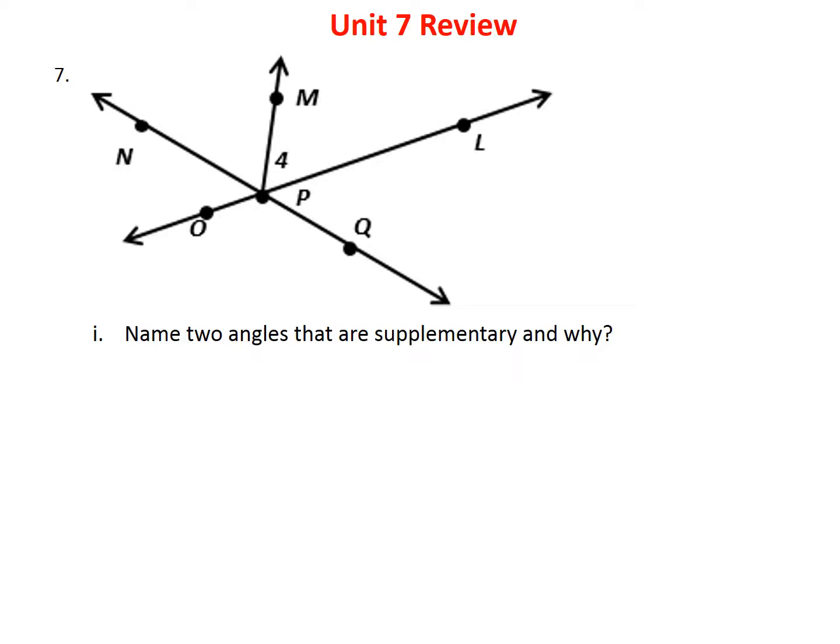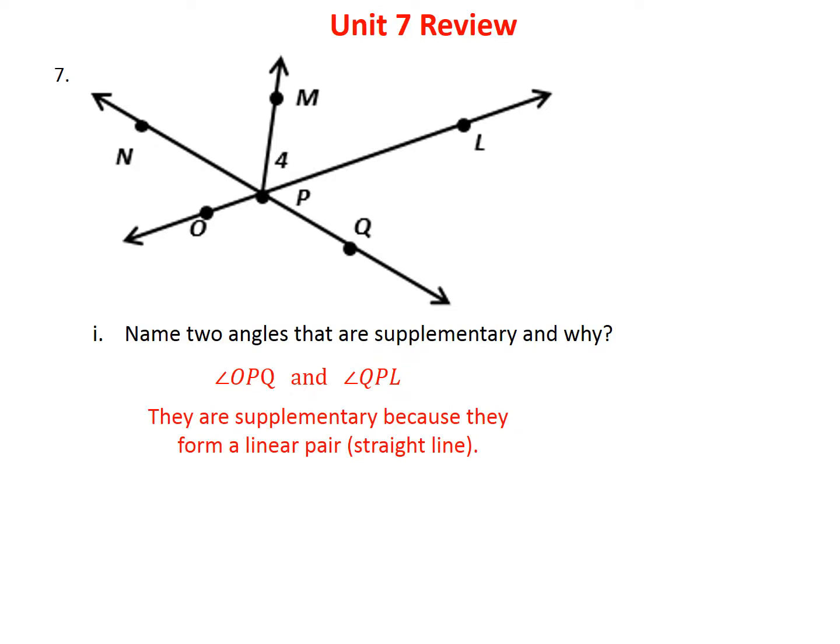Problem 7I asks us to name 2 angles that are supplementary, and why? Well, to find supplementary angles, we're looking for angles that form a straight line. And so I've listed 2 here, OPQ and QPL. They're supplementary because they form a linear pair, or in other words, they form a straight line. So notice there I have OPQ and QPL forming a straight line. And so that angle there is a straight line, so those 2 angles add up. There's another one. If I use the other line, I get these 2 angles as well. So there's actually two sets, 2 possible answers for 2 angles that are supplementary that form a straight line.